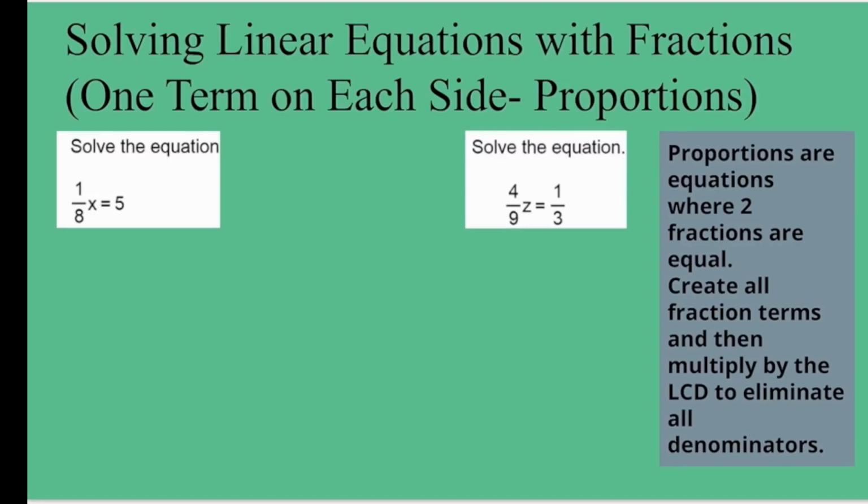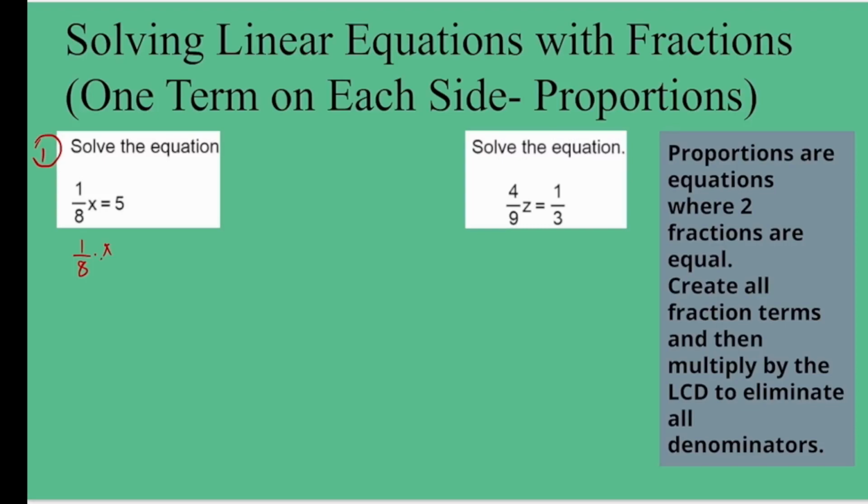two fractions. Once you have them, you multiply by the least common denominator, the LCD, which essentially eliminates all your denominators, and we just have a simple linear equation. So the equation on the left, we'll call that number 1. We're going to solve this equation. 1/8 x equals 5.